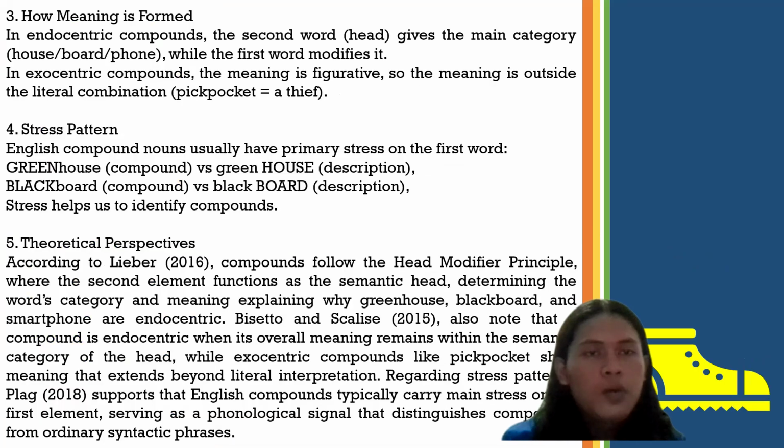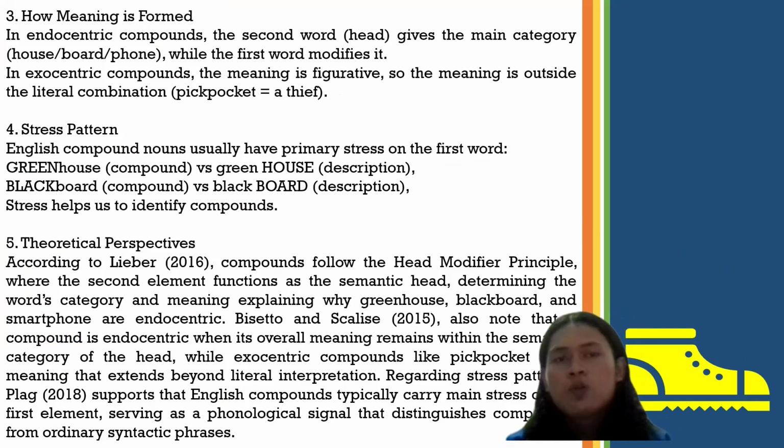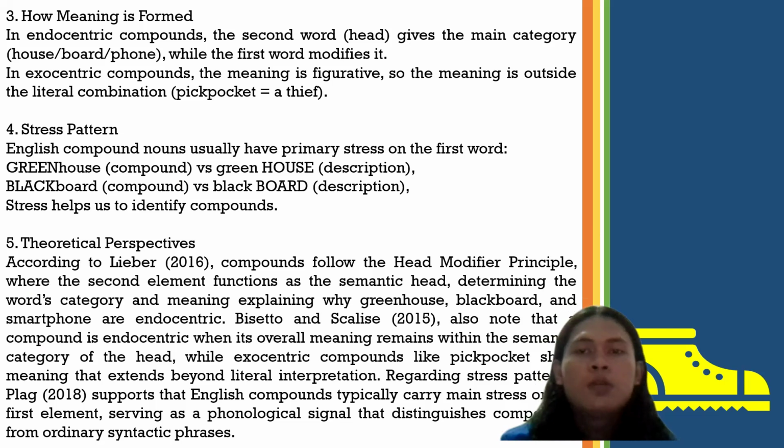Next, three is how meaning is formed. In endocentric compounds, the second word, or head, gives the main category like house or board, while the first word modifies it. In the exocentric compounds, the meaning is figurative, so the meaning is outside the literal combination, like pickpocket, thief.